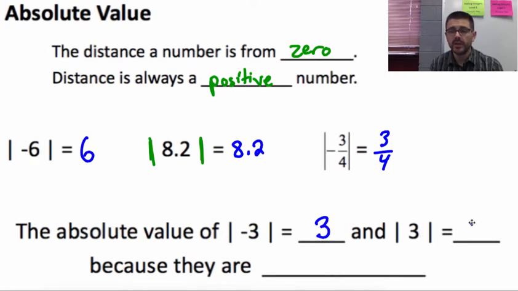And 3 is 3 steps away from 0. So notice they both have the same absolute value, +3 and -3, because they are opposites. They're the same distance from 0, just in opposite directions. One's on the left, one's on the right, but they both have the same absolute value.